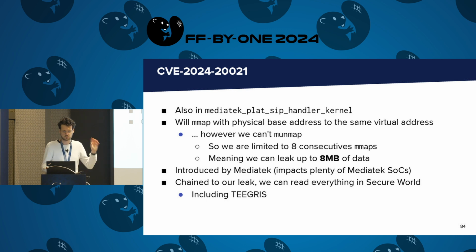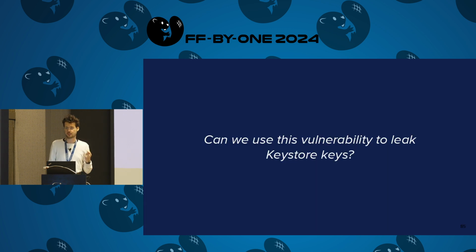The only limit is that we are limited to 8 megabytes, and since we cannot unmap, the system will start to be quite unstable, but that's not a big deal. That's still a lot of space, a lot of stuff that we can do. And actually, we can use this vulnerability to end up leaking Keystore keys, which is kind of the ultimate level of things that you want to leak. I will be quick, I swear.